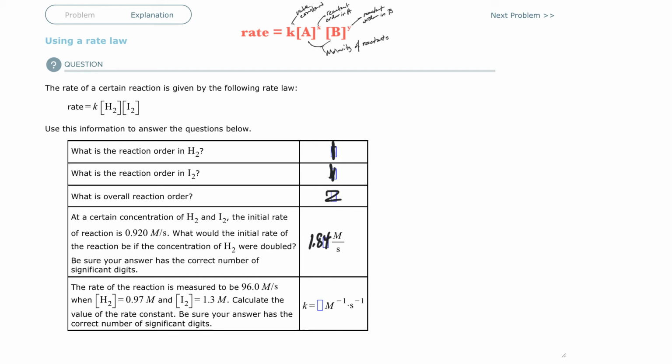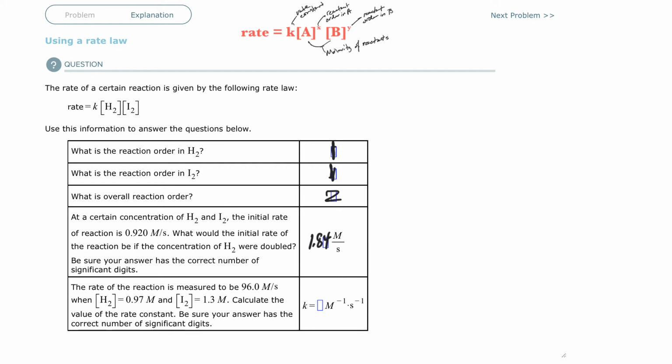Okay, and here's the last question. The rate of reaction is measured to be 96 molar per second when hydrogen is 0.97 molar and iodine is 1.3 molar. Calculate the value of the rate constant. All they did was give you the concentrations, and the concentrations, remember, is the number that goes inside the brackets. The brackets is your molarity. They told you what the rate was, and so the only thing left is the K, and they're asking for it. So you're just going to solve for it.